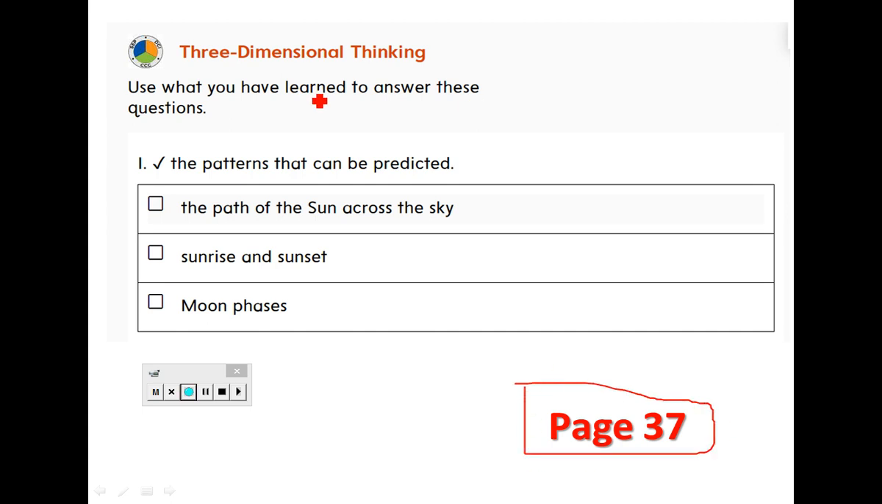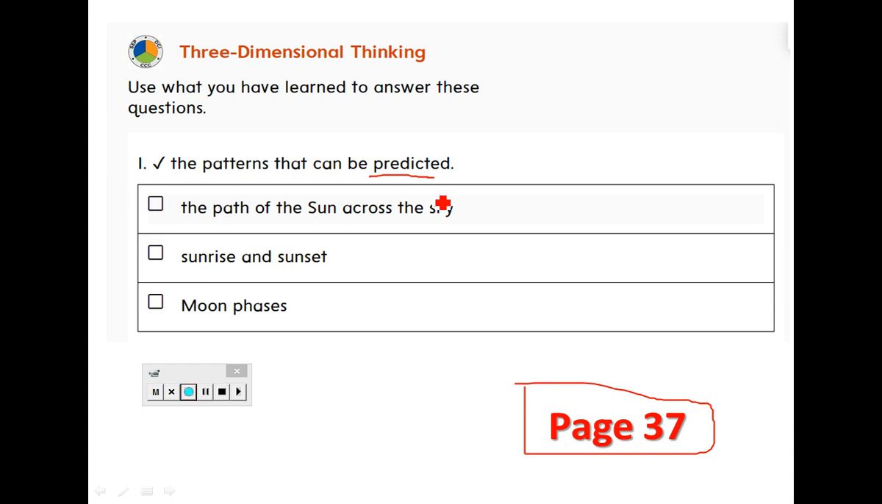Let's solve some questions in your book together. Use what you have learned to answer these questions. The patterns that can be predicted. Okay, what can you predict? Predict, we said, means what? Predict means guess. What can you guess?